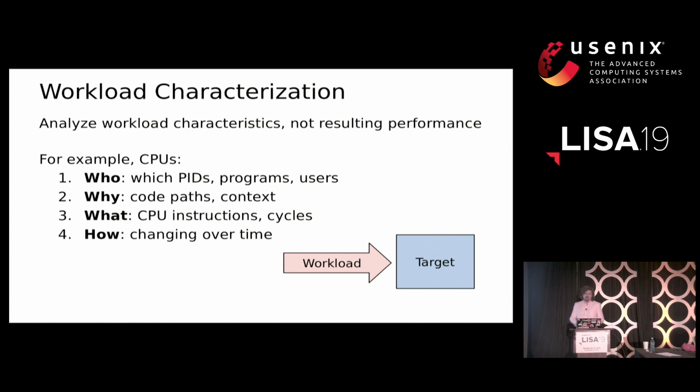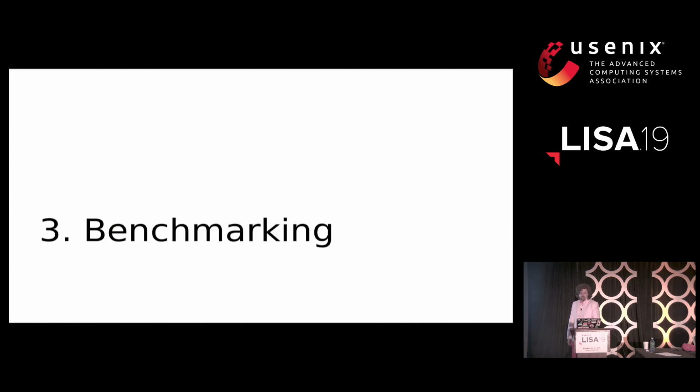Why? Which code paths and contexts? And flame graphs are great for that. And when developers see it and understand, things are much more inefficient than they thought. So workload characterization.